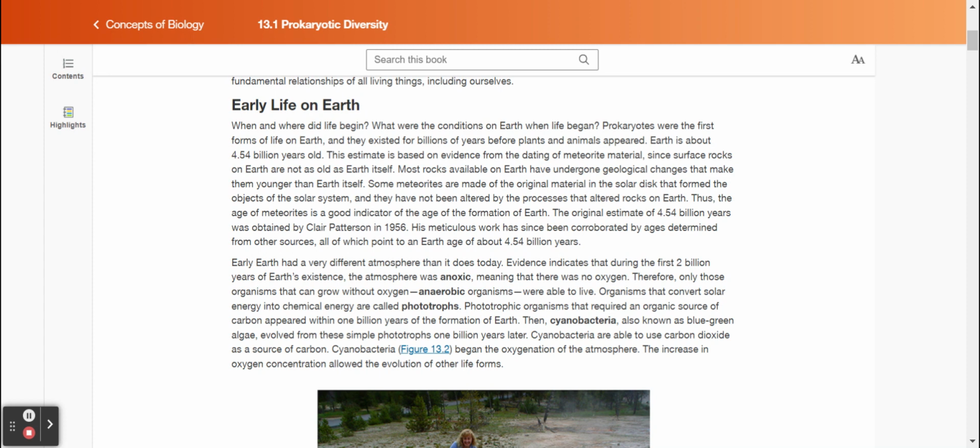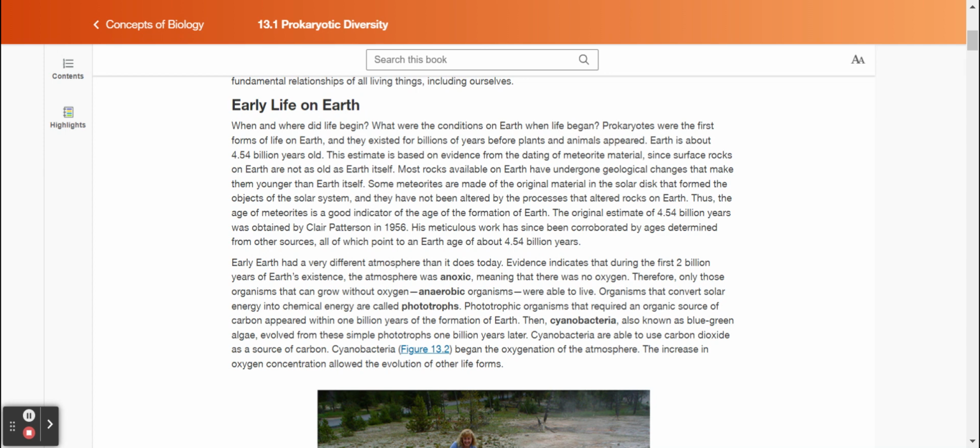This estimate is based on evidence from the dating of meteorite material, since surface rocks on Earth are not as old as Earth itself. Most rocks available on Earth have undergone geological changes that make them younger than Earth itself. Some meteorites are made of the original material in the solar disk that formed the objects of the solar system, and they have not been altered by the processes that altered rocks on Earth. Thus, the age of meteorites is a good indicator of the age of the formation of Earth.